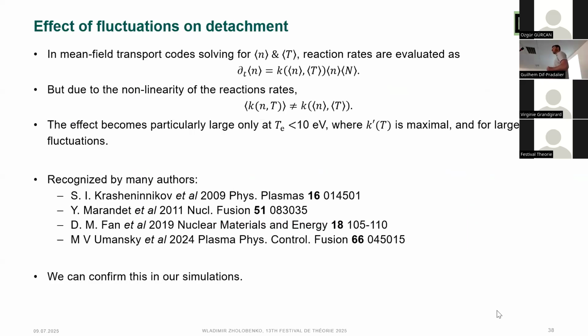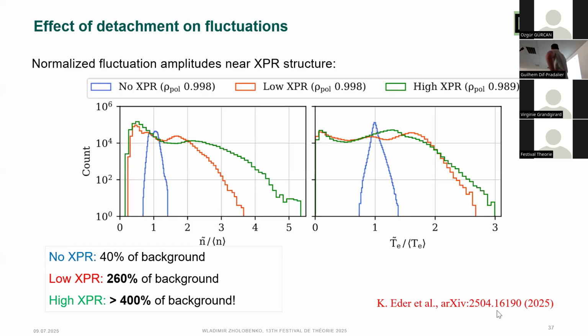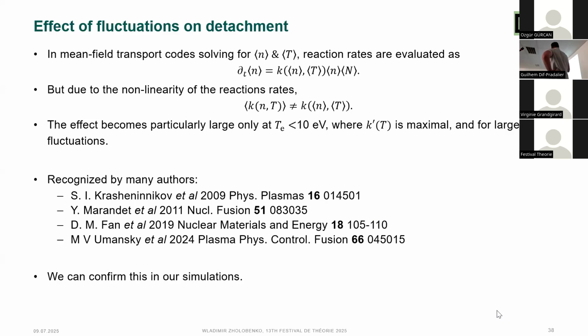On the left is written, yeah, it's written here. On the left is the density, on the right is the electron temperature. So for the ion temperature, for instance, you also have fluctuations which are comparable to this, but I'm just showing this.